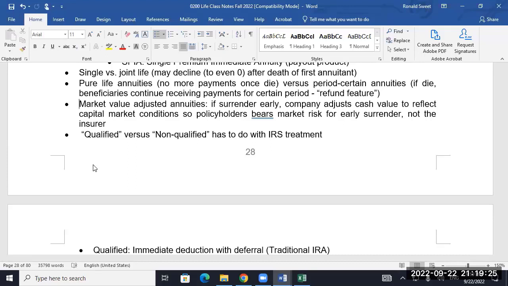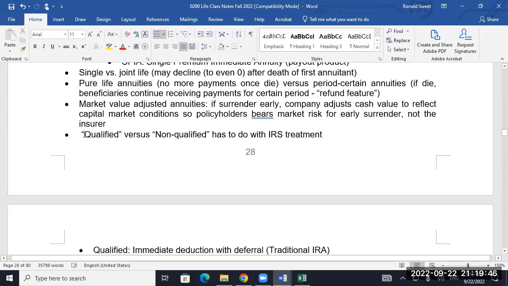If you're buying one of these, you hate this. But rating agencies love these because it protects the companies from adverse selection. It protects them essentially from a run on the bank. You remember the disintermediation? This protects them from that, because if you want to take your money out and go to a bank, you're going to pay a penalty for that because interest rates have moved.